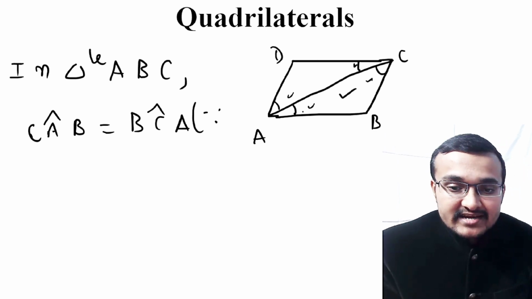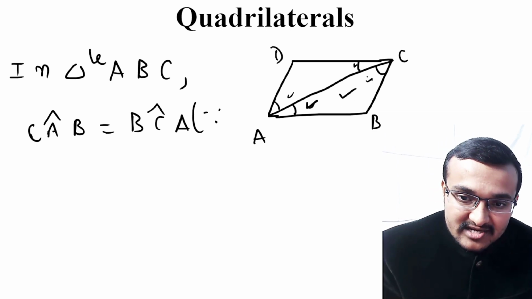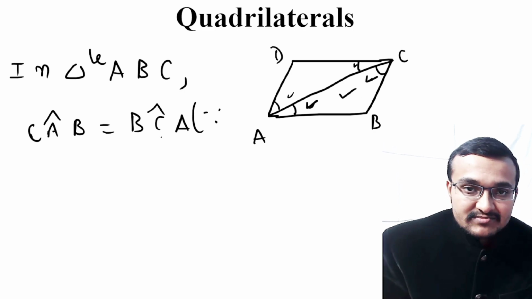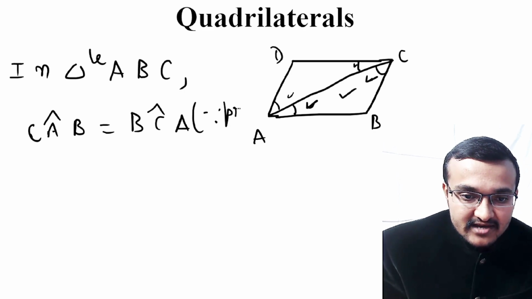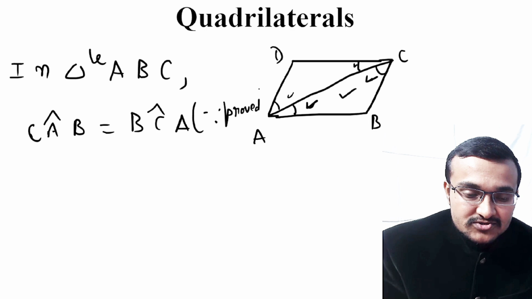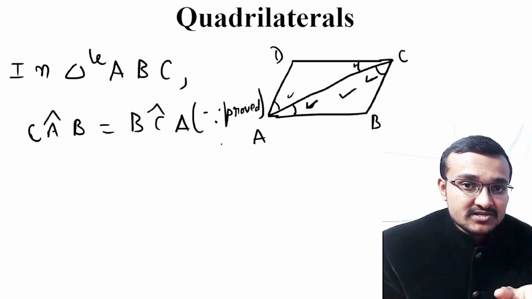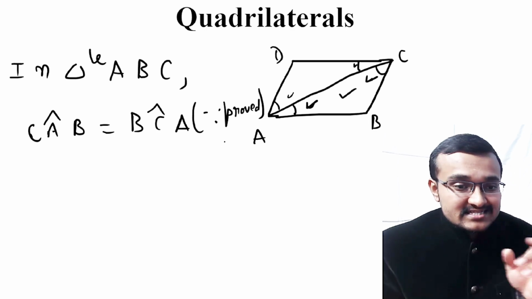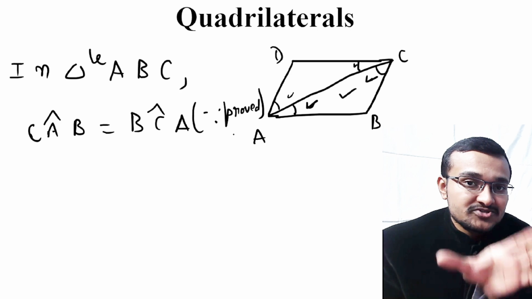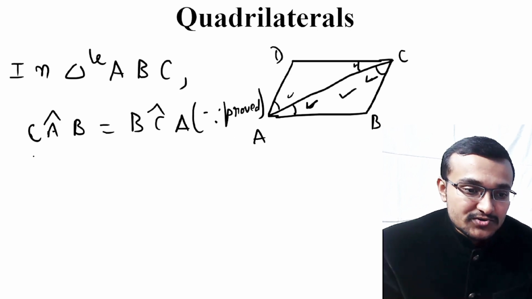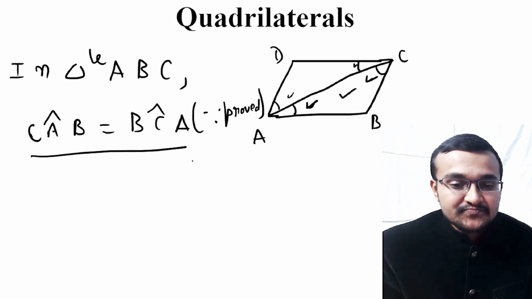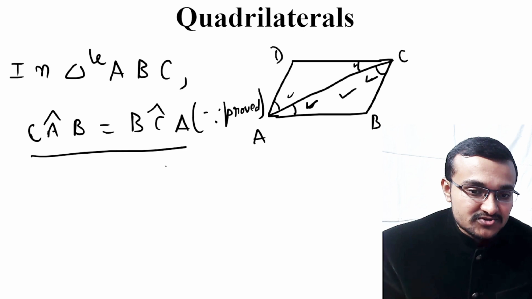We have proved all these four angles are equal to each other. So this angle will be equal to this angle. So CAB is equal to BCA. This we have proved in the first question. So if you have not proved it in the exam, if they just ask the second part of the question, then you have to do the first part in order to get this CAB is equal to BCA. And then you can come to this second question.